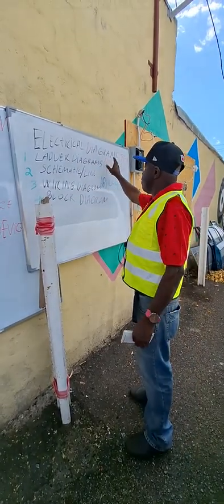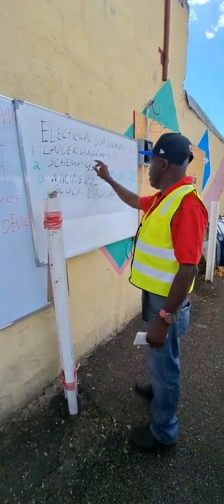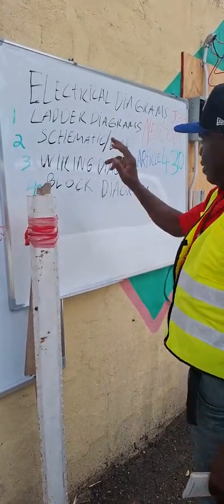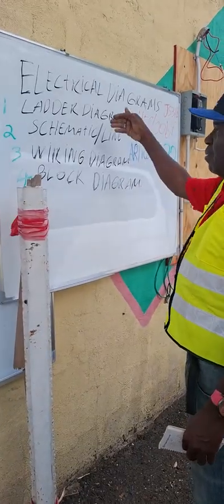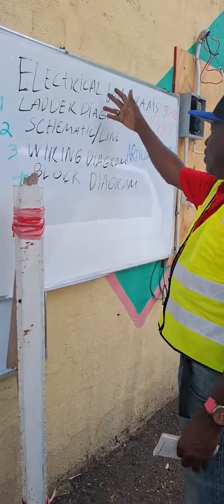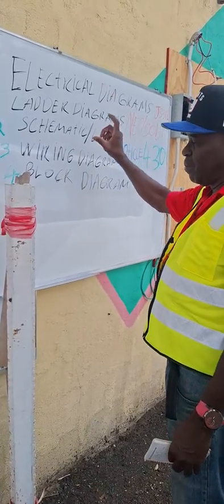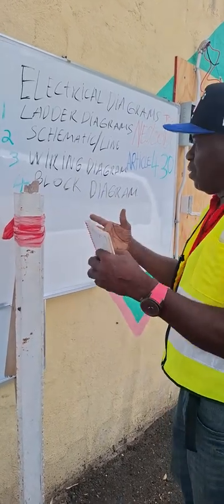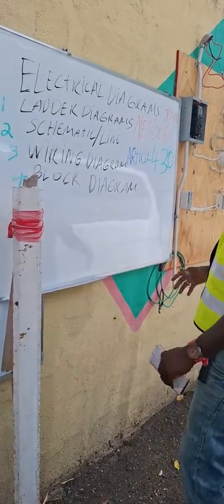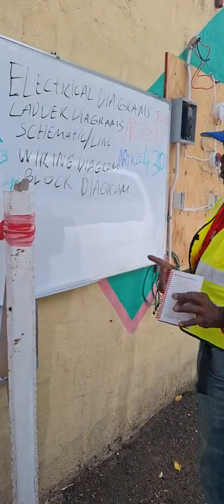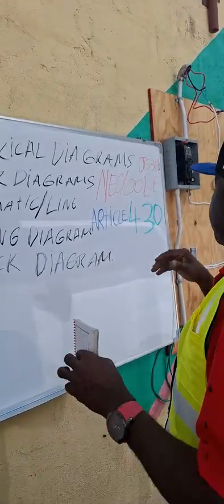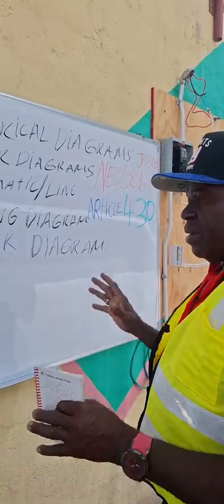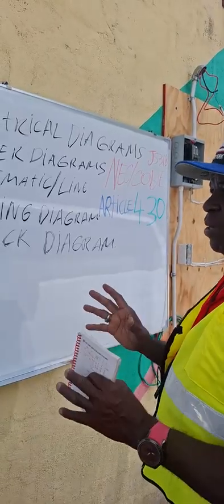The electrical diagrams that electricians are supposed to be familiar with are the ladder diagram, the schematic line diagram, the one-line diagram, the wiring diagram, and the block diagram. So know the meaning of these diagrams and how to interpret them, for your troubleshooting and also for your wiring. At the same time, it is important where the National Electrical Code is concerned, the JS360 National Electrical Code, because whatever electrical work you are doing, you are supposed to follow the code, the standard.